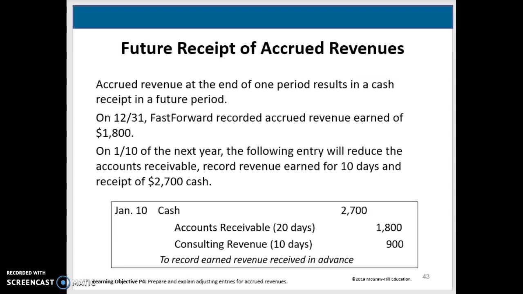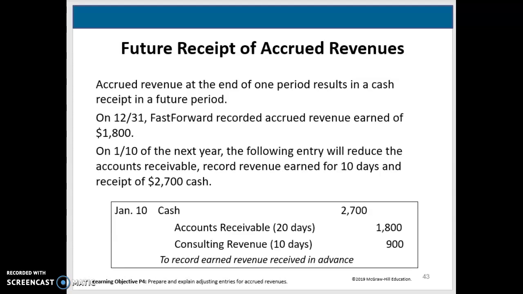So they're paying us for all of it. We've already recognized 1,800 of it in December. So we're going to clear that out by reducing the receivable, and we're going to recognize the other 10 days of revenue. All right, so for that one, that's going to show the cash that we received and the additional revenue and clearing out what they owe us. So now when we look at it, they're not going to owe us any money.